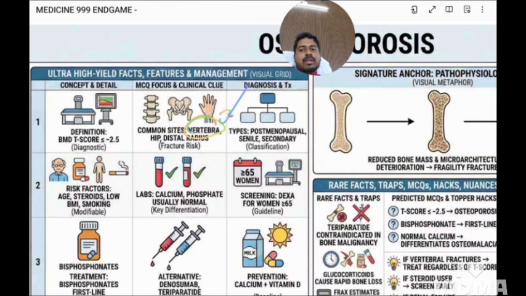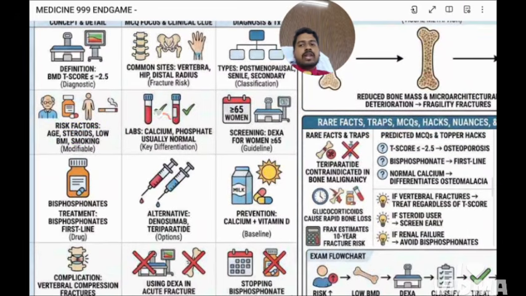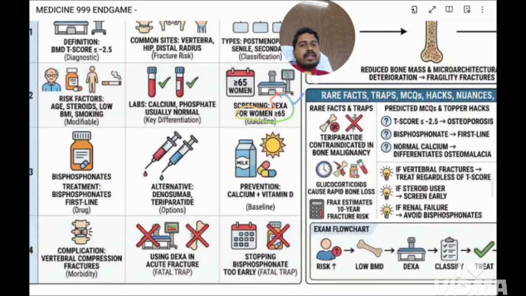Common sites: back, that is vertebra, hip, distal radius. These are the common sites. Distal radius is typically seen in Colles fracture, which occurs in postmenopausal women. So postmenopausal, senile, and it occurs secondary to other reasons, for example steroid use. Steroid use also causes osteoporosis. So risk factors are age, steroids, low BMI, smoking. On lab values, you'll find normal calcium and phosphate, everything is normal. But when you do a DEXA scan, you'll find that the bone mineral density is less than minus 2.5. So that's why DEXA scan is recommended in all women more than 65 years.